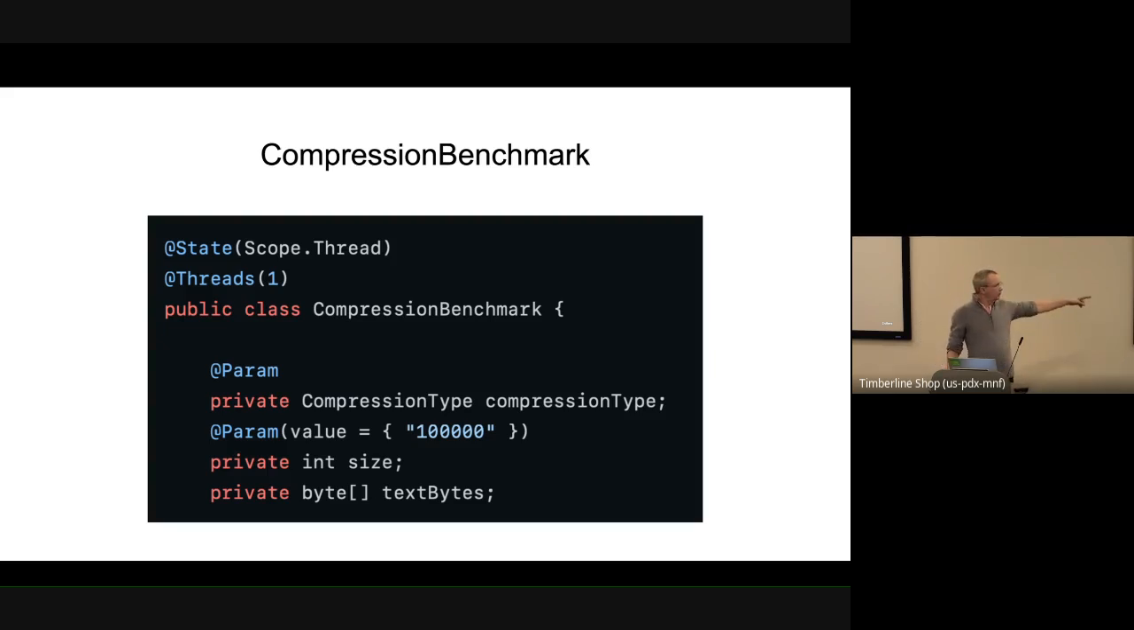I've also parameterized the size of the string. Here it's 100,000 characters in a string. But I could also parameterize this. I could say, show me a string of length 10, a string of length 100,000, or a string of 10 megabytes. And maybe I want to run the benchmark against all those permutations.